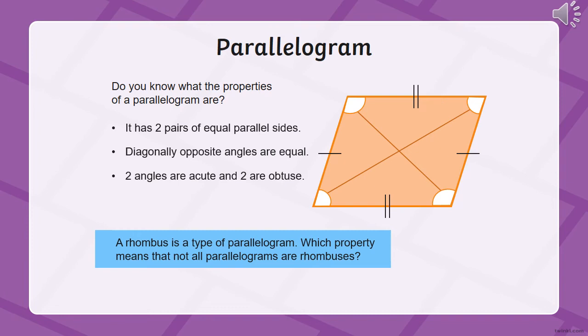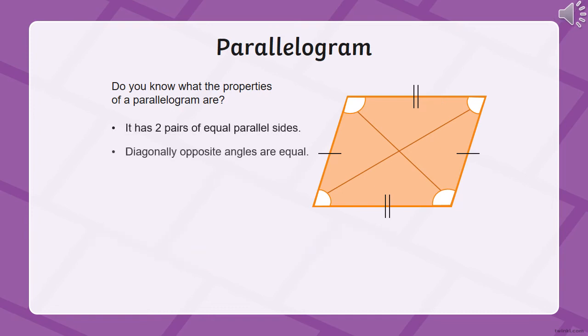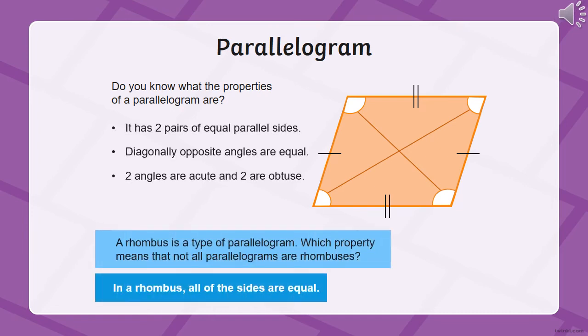Pause the video now and have a think. Maybe you want to go back and check the properties of a rhombus as well. So in a rhombus, all the sides are equal, but not all parallelograms have equal sides. Only rhombuses.